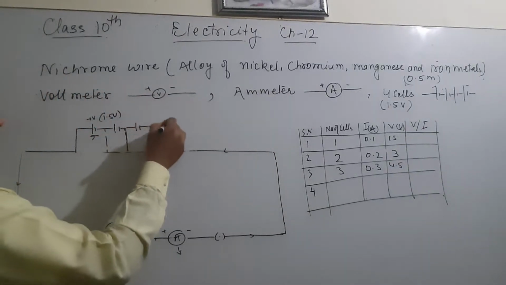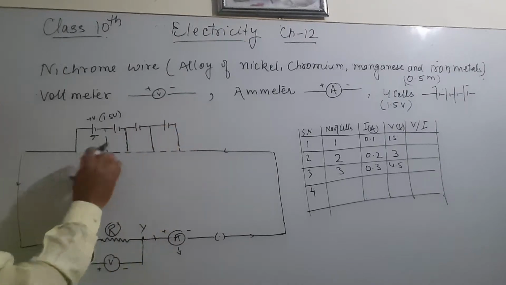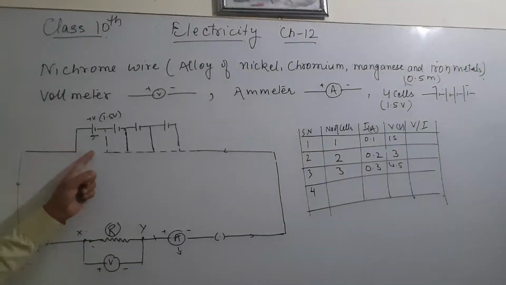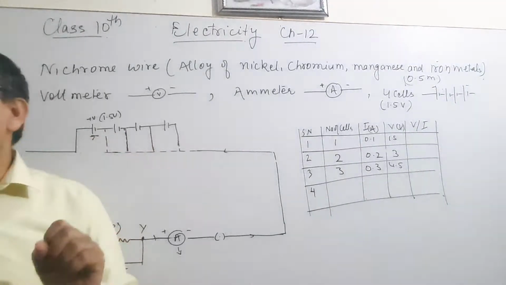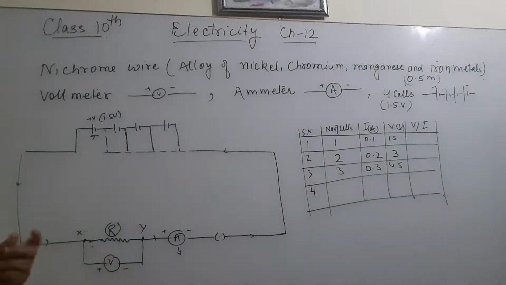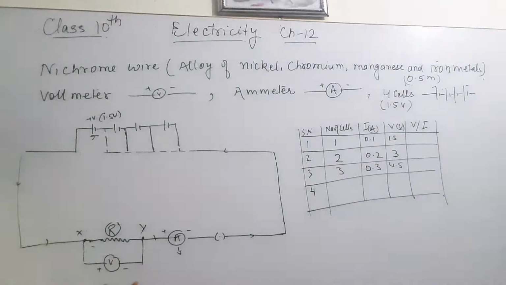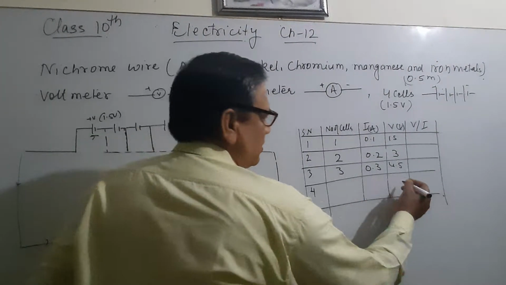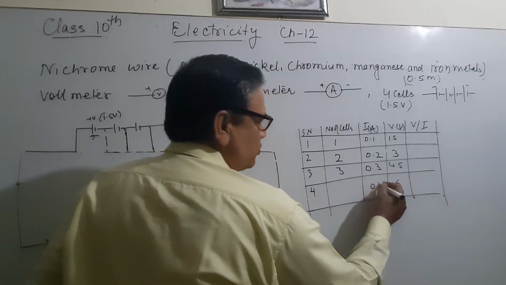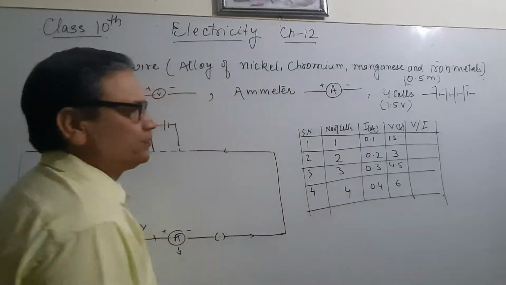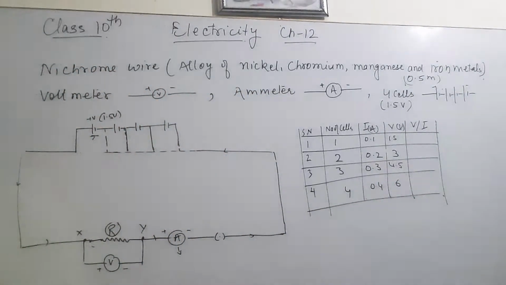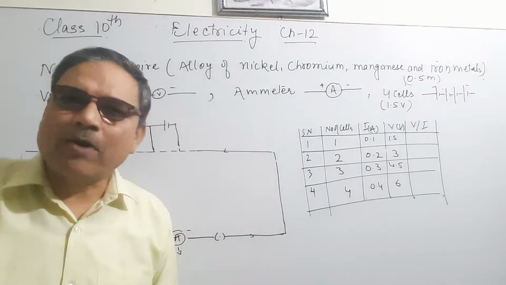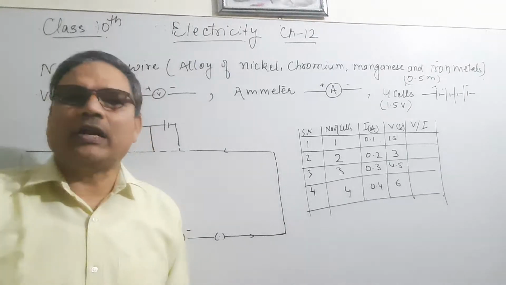And he connected all 4 cells. Then the potential difference across the circuit is 1.5, 1.5, 1.5, 1.5, that will be 6 volt. The voltmeter reading will be 6 volt, and he checked the reading on the ammeter. He observed 0.4 when 4 cells were connected. So he observed that as the number of cells increases, the amount of current, that is the reading on the ammeter, will also increase.